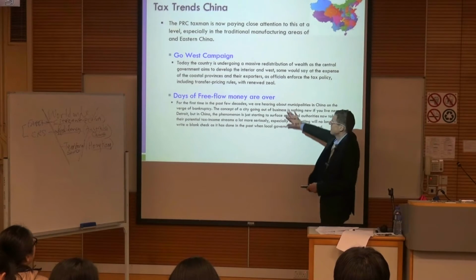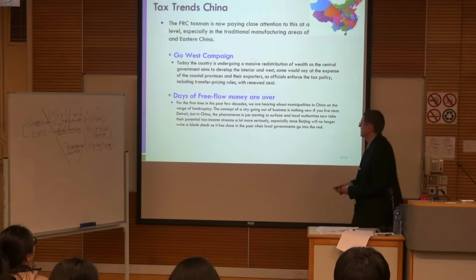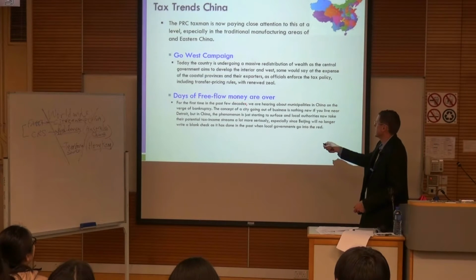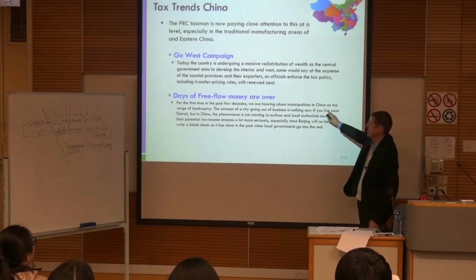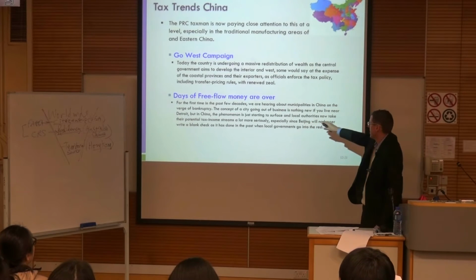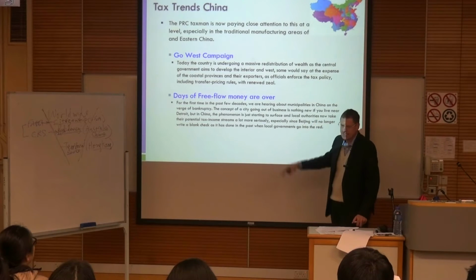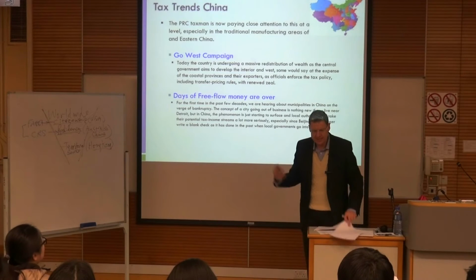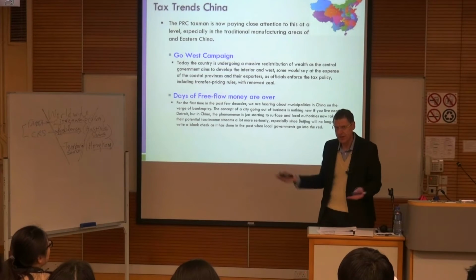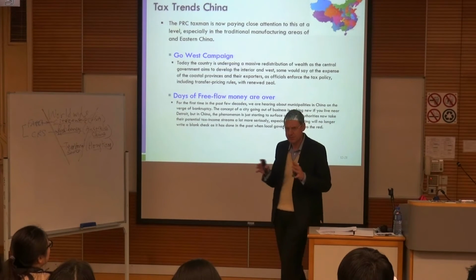And then there are other issues associated with this. For the first time in decades, we're hearing about municipalities in China on the verge of bankruptcy. Ultimately, what has happened is that Beijing, in the past, has given a lot of subsidies to a lot of provinces around China. They still do today, but so much less.